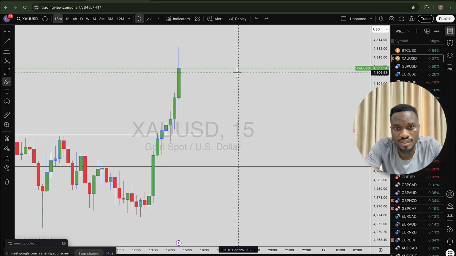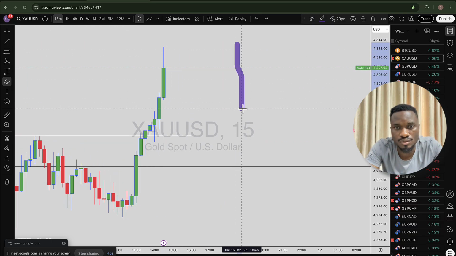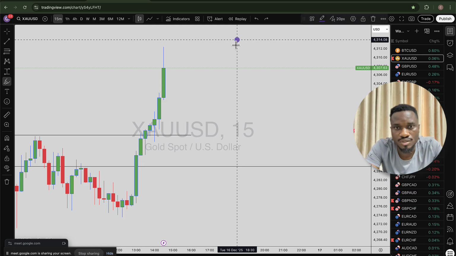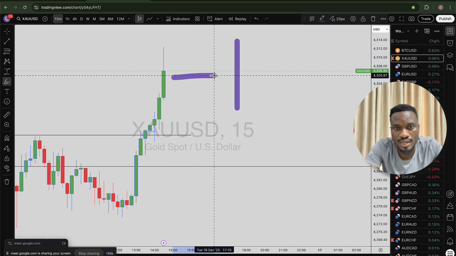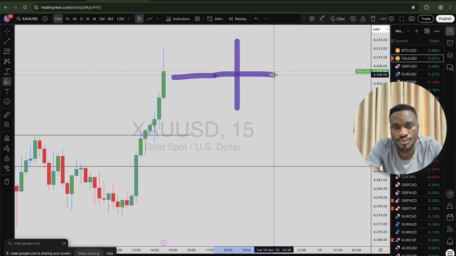Now, I will draw that again. Let me make it straight. This is a vertical line, and this is a horizontal line. Now, if you match a horizontal line plus a vertical line, you have a cross. That is why we call it correlation.